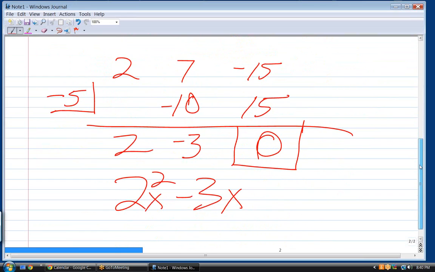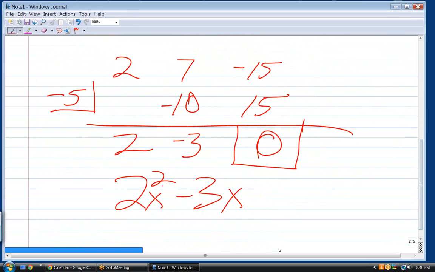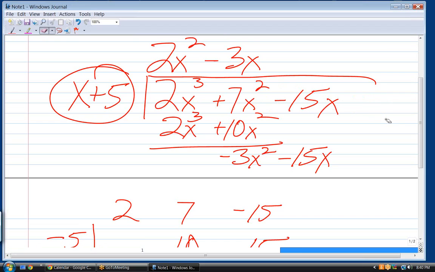In other words, because we're dividing a cubic by a linear, we know the first number is going to be x squared. Now, there's one provision here that I didn't mention. And that is, if you're missing one of the powers of x. In the problem you gave me, we weren't missing anything. We had an x cubed, an x squared, and an x. Let me get rid of this plus 1 there. Let's say that it was just 2x cubed minus 15x, and there was no x squared term. We have to put a dummy one in there, 0x squared.